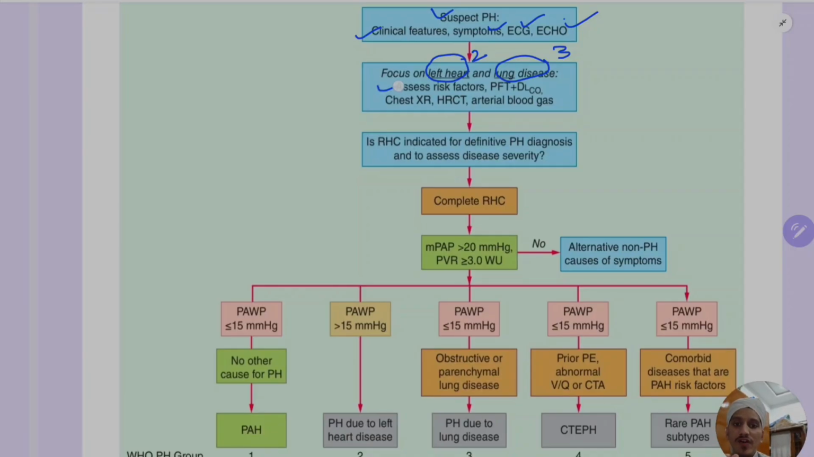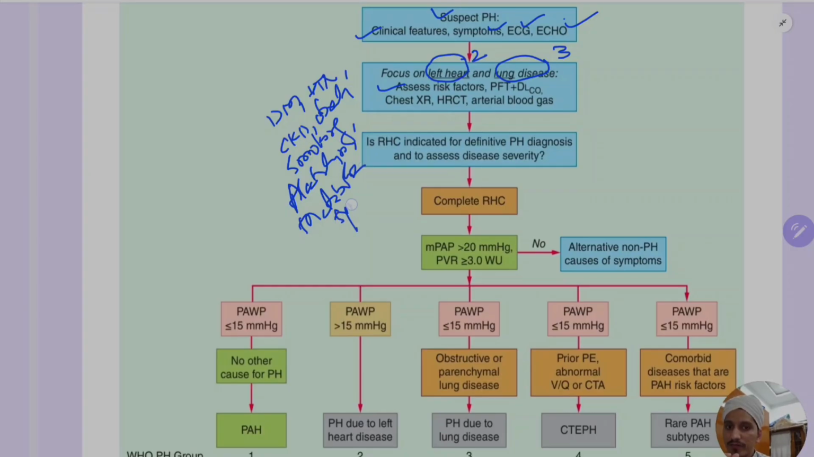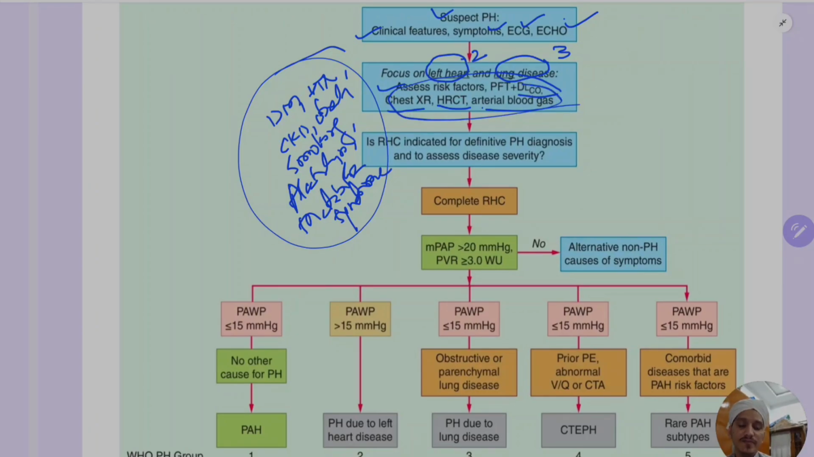How will you rule out? Ask for risk factors like diabetes mellitus, hypertension, CKD, obesity, smoking, alcoholism, metabolic syndrome. So these are all risk factors. Then do pulmonary function test along with diffusion, DLCO, nothing but diffusion capacity of the lungs, chest X-ray, HRCT, and arterial blood gases. By risk factors and these investigations, you will assess the left heart function and lung disease.